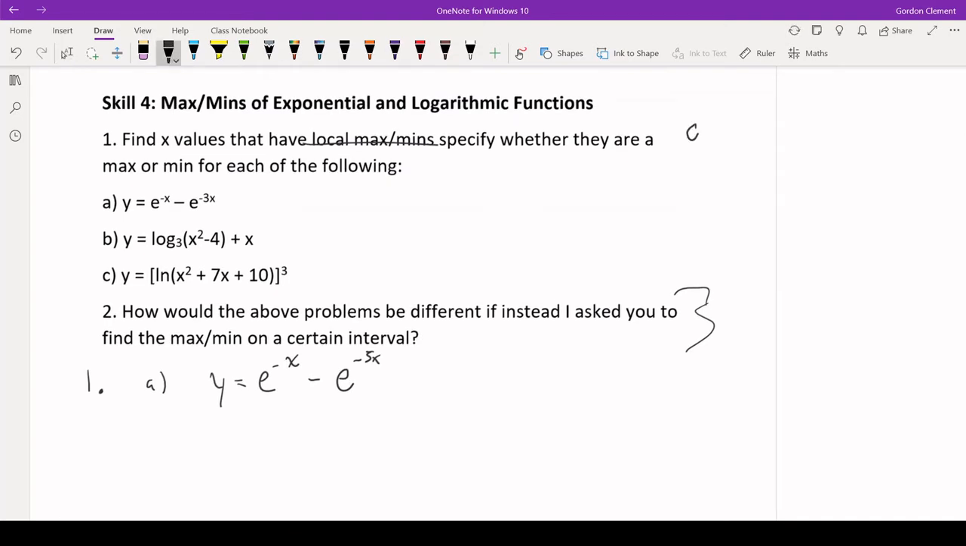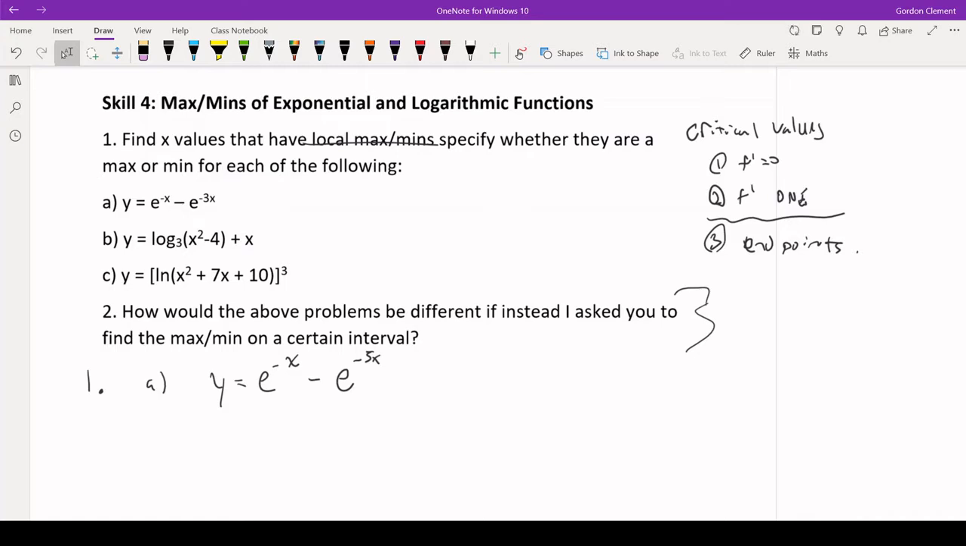So remember, we're going to find our critical values, which are going to be where the derivative is 0, where the derivative does not exist. Shouldn't write equals, just derivative does not exist. And then if we were on an interval, we'd also include the endpoints of that interval as critical values.